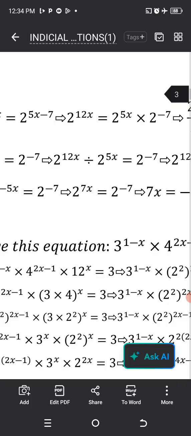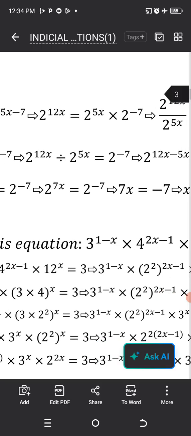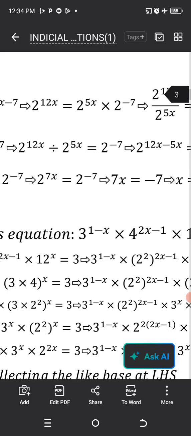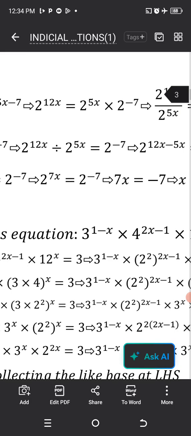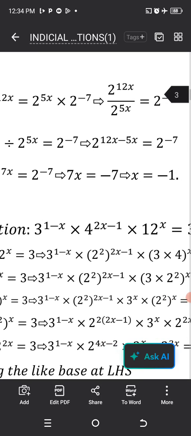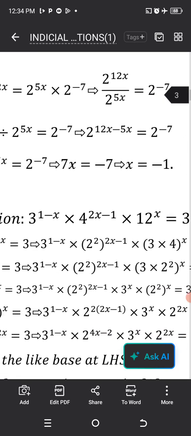So once you see division in between indices, definitely you apply what? Division law. So that was why the expression 2 raised to power 12x divided by 2 raised to power 5x equals 2 raised to power minus 7 has changed to what? 2 raised to power 12x minus 5x equals 2 raised to power minus 7.